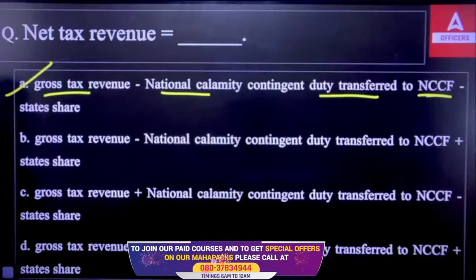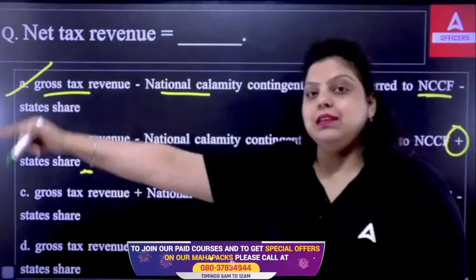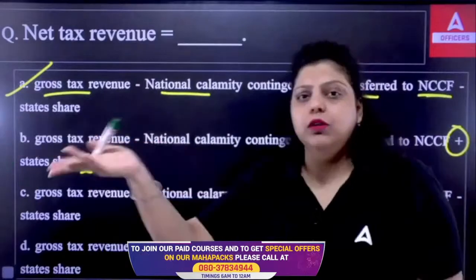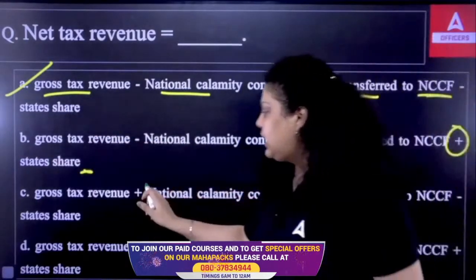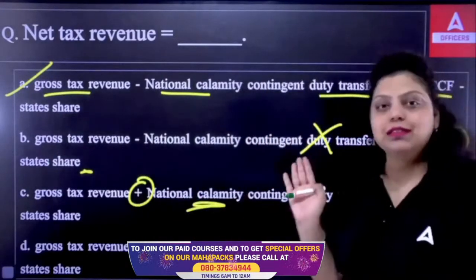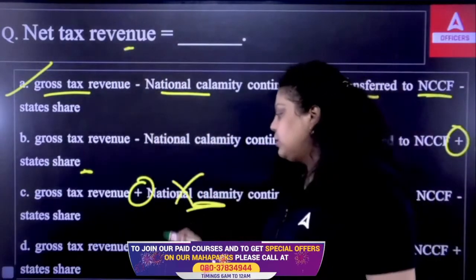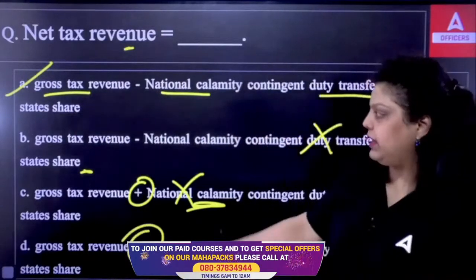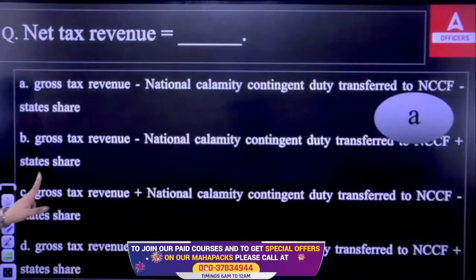Here you are adding the state share. Why would you add it? You are paying taxes to the state government, you are not taking taxes from the state governments. That's why this won't be right. Here you are adding the expenditure of national calamity. How can you add it? This is your expenditure, not your income. Tax revenue is the income of the government, and this is expenditure, so it cannot be right. The fourth one again adds the national calamity expenditure. That's why the right answer will be option A. Okay, the right answer is A.